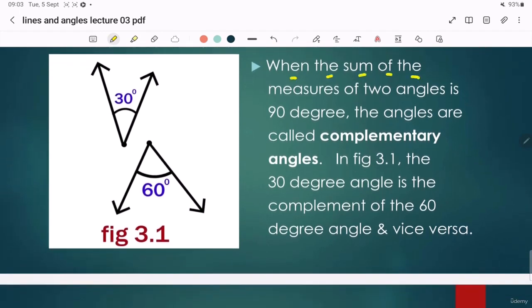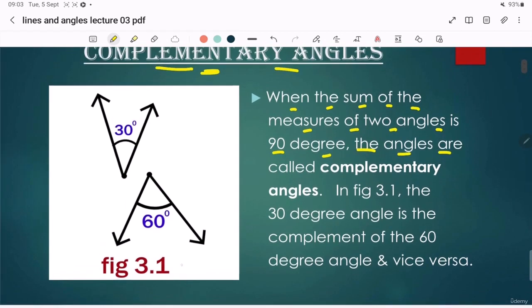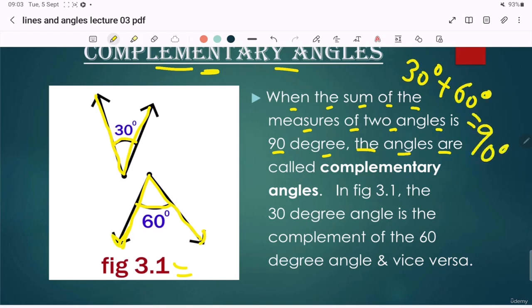When the sum of the measures of two angles is 90 degrees, the angles are called complementary angles. Let's suppose we have two angles. See in this figure, we have two angles, 30 degrees and another angle is 60 degrees. Now take their sum, 30 degrees plus 60 degrees is equal to 90 degrees. Therefore, these two angles, 30 degrees and 60 degrees, are complementary angles. Or you can also say a pair of complementary angles.